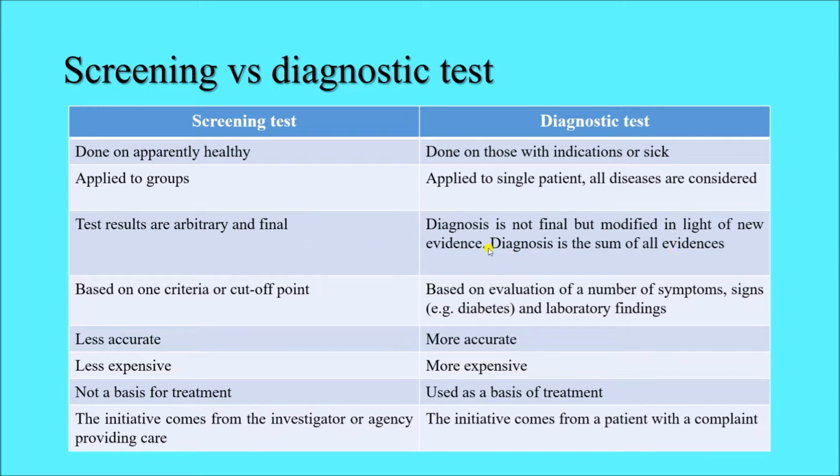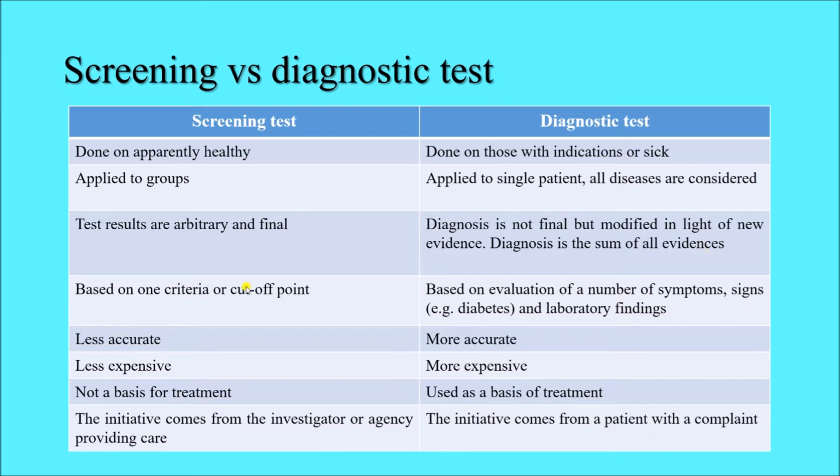On the other hand, diagnosis is not final because sometimes one test is not adequate and you have to go for other tests to confirm the diagnosis. And it is modified in the light of new evidence. Diagnosis is the sum of all evidences based on evaluation of a number of sign symptoms and laboratory findings. So that means for diagnosis we can do the clinical examination of a person, then ask about the history, then go for certain investigations, blood test, imaging, etc. And based on all these tests and their findings, so based on all these evidences, we try to come to a diagnosis.